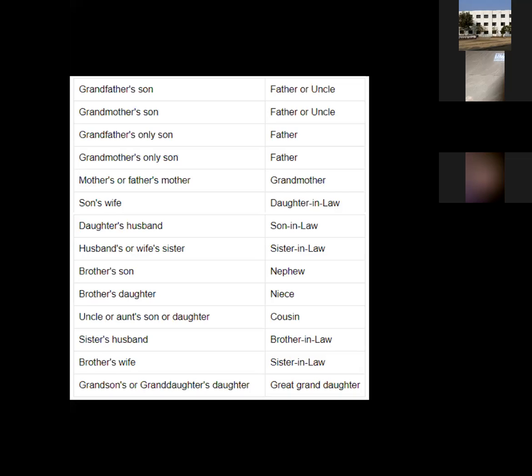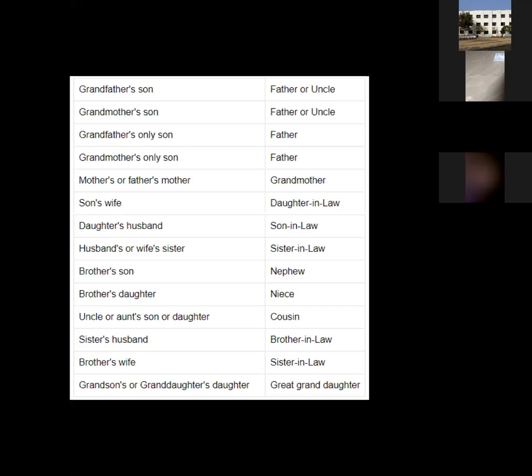Son's wife is always daughter-in-law. Daughter's husband is always son-in-law. Husband's or wife's sister, sometimes the jumbling may happen at this point. Husband's sister or wife's sister is always sister-in-law. Fine, so this is the next case.